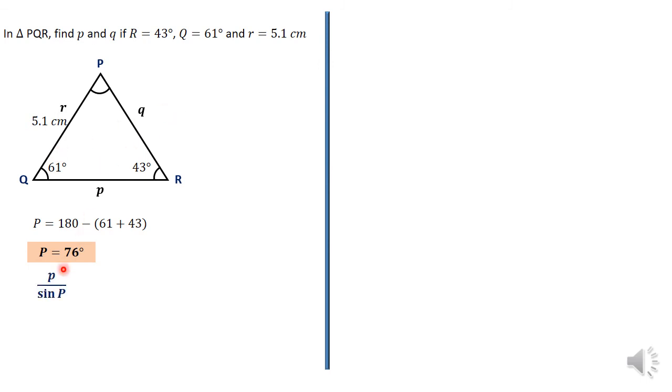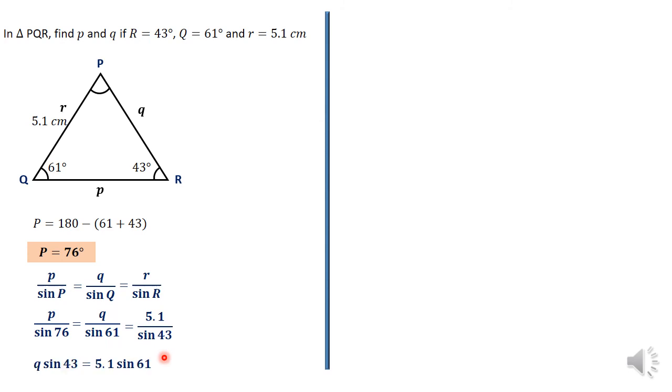We're going to say that p all over sine P is equal to q all over sine Q is equal to r all over sine R. The capital letters are the angles, and the small letters, which are in the numerator, are sides, which are opposite to the given angles. And therefore we say p all over sine 76 is the same as q all over sine 61. It's the same as 5.1 all over sine 43.